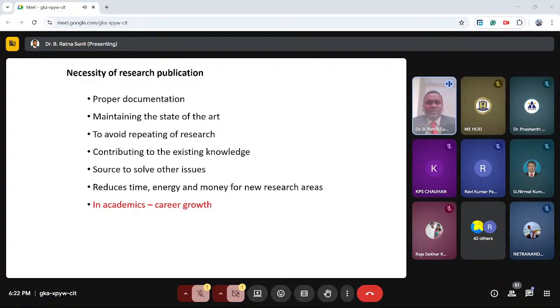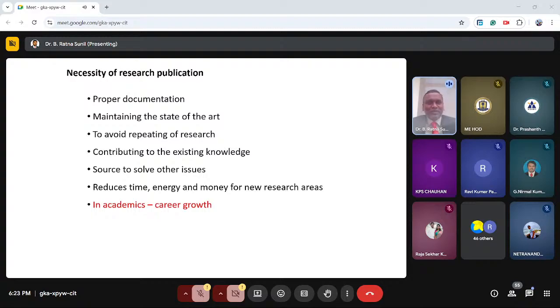So that's why documentation and publishing of research findings is very important for the scientific community and reduces time, energy, and money for new research areas. So when I'm working in a particular technology, for example, development of some medical implants, unnecessarily spending huge amount of money and time to start from scratch can be reduced by following the documented publications from the available technologies.